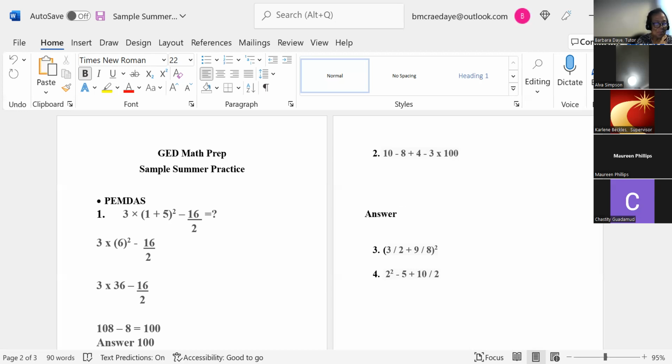Which one are we doing? Number 2, 10 minus 8 plus 4 minus 3 times 100. Okay, 10 minus 8 plus 4, minus 3 times 100.